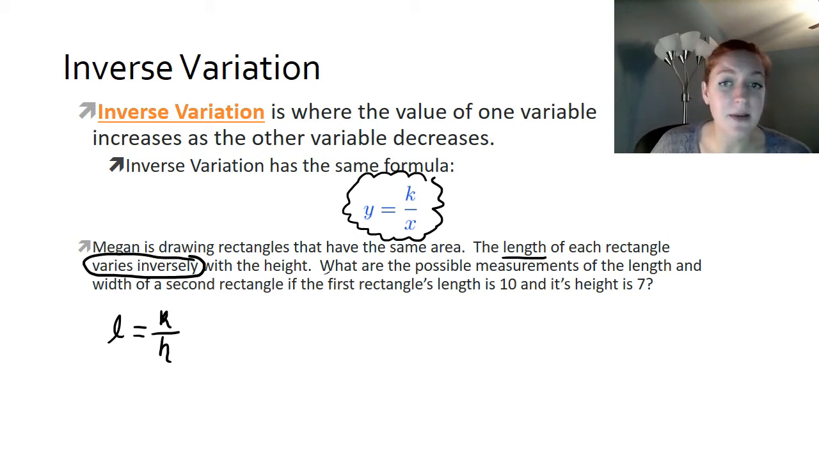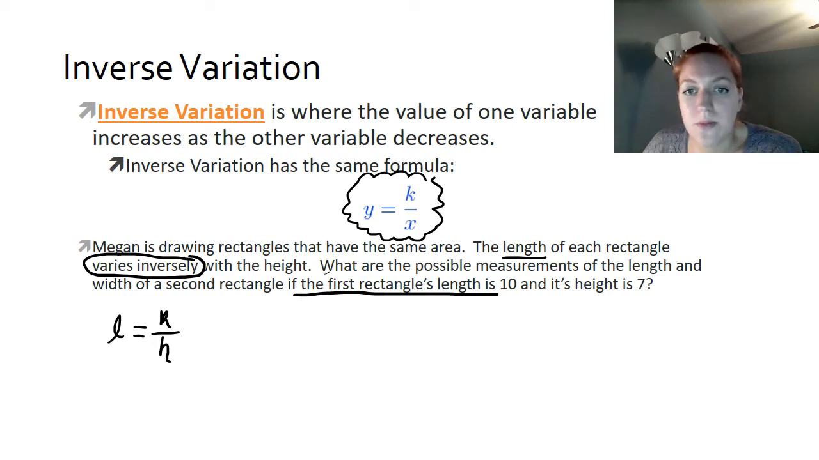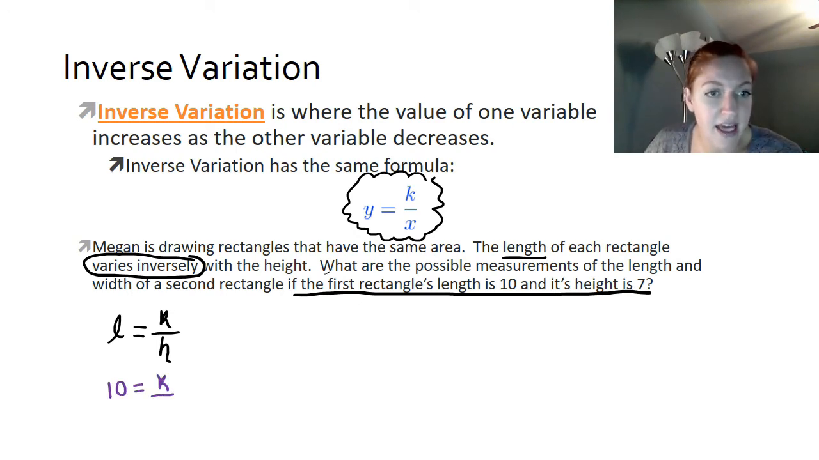So I've got my formula, and now I need to figure out what are the possible measurements of the length and width of a second rectangle if the first rectangle's length is 10 and its height is 7. So here's what we know. We know the first rectangle's length is 10 and its height is 7. Can we use that to find k? Well, yeah, sure. Let's go ahead and plug it in. So the length is 10. The height is 7.